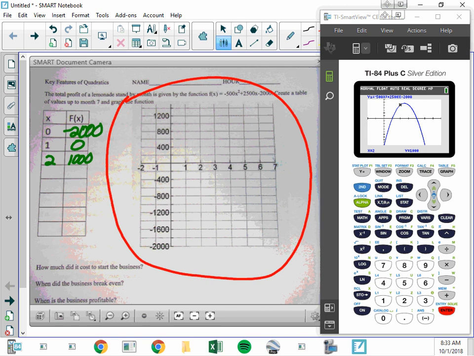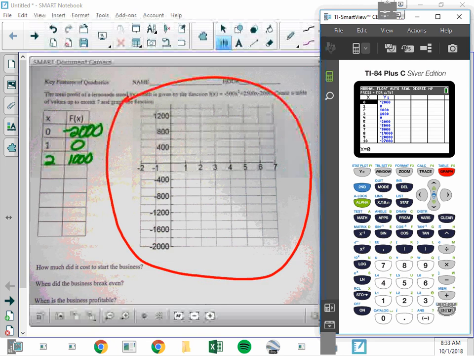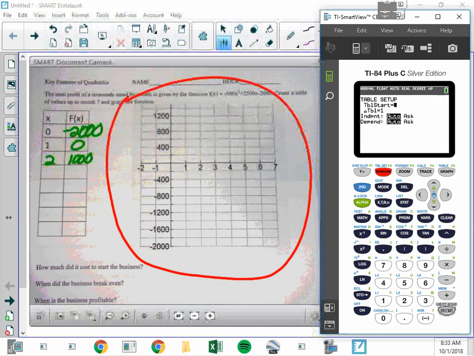Second graph. So second graph gives me a table, and all the numbers I want are right there. Okay, now you can actually set your table to anything you want. So if you look above window, you see table set. Push second table set, and it will ask you 2 questions. Where do you want the table to start? And we want it to start at 0. You could pick -8 or 12 or 27, whatever you want.